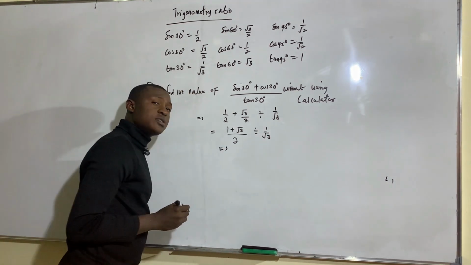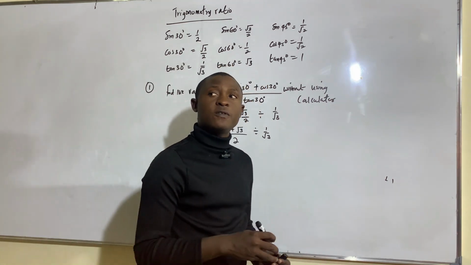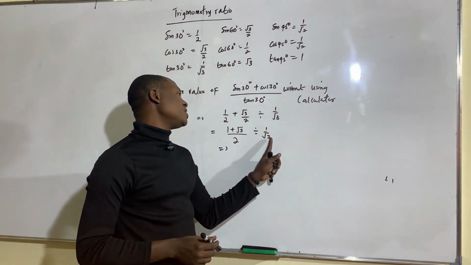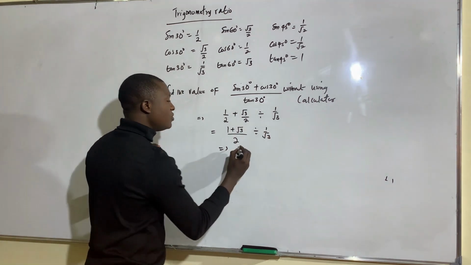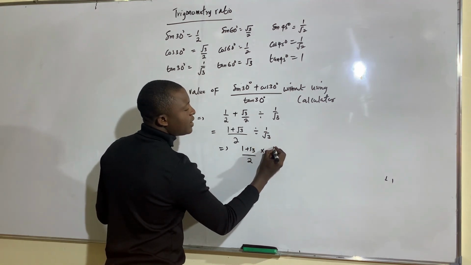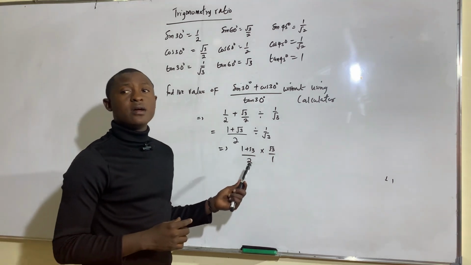So now, you can see, I've told you earlier, we can apply the law of reciprocal. When we have division between two fractions, division will change to multiplication. So the moment it's changed, it will affect this side. This will move up, this will move down. That means that we have (1 plus root 3)/2 multiplied by root 3/1. So we are applying the law of reciprocal there.